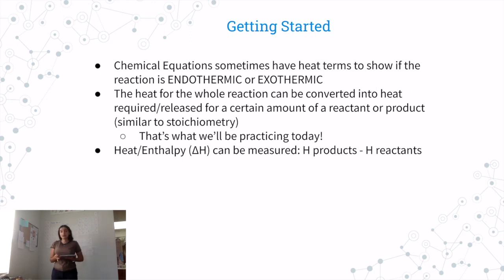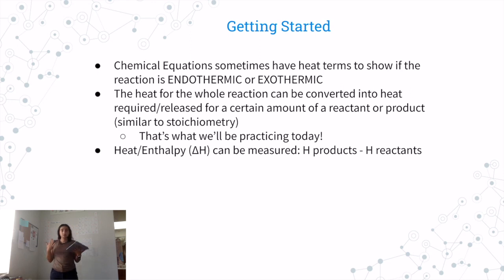That heat term, its sign or where it is placed in the chemical equation, tells you if the reaction is endothermic or exothermic. If you don't know those terms, have no fear, we're going to go over them in the following slide. When you're given the heat for an entire reaction, usually given in units of kilojoules per mole, you can convert it into the heat required or released based on a certain amount of a reactant or product used in the reaction. Very similar to stoichiometry problems we've done in the past. If you would like some review on stoichiometry, I have a video on that as well.